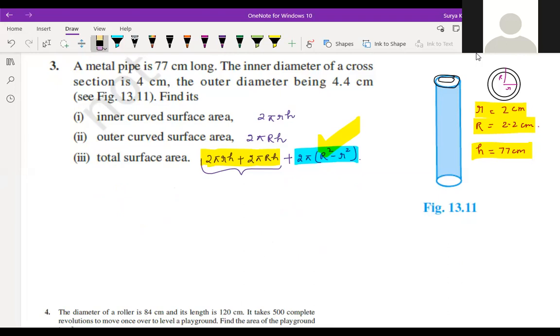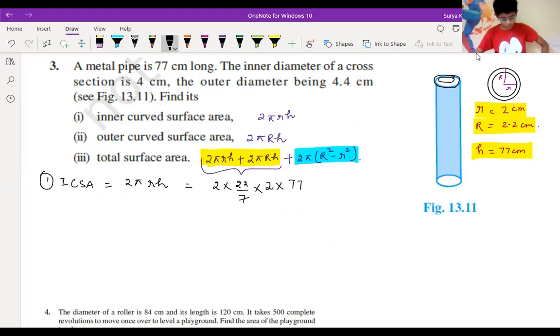So this was just for concept. Now I'm finding, you can find one by one. First was inner curved surface area, inner CSA. That is 2 pi R H. So 2 into 22 by 7 into radius, that is 2 into 7. First, inner surface area I got 968 centimeters square.